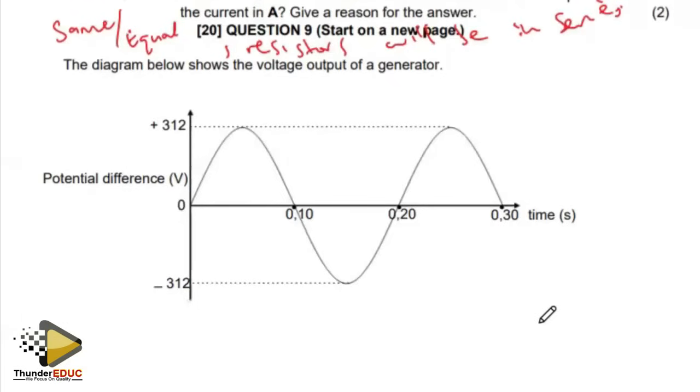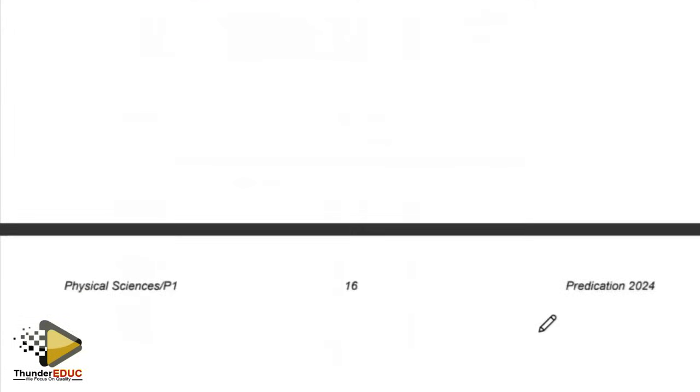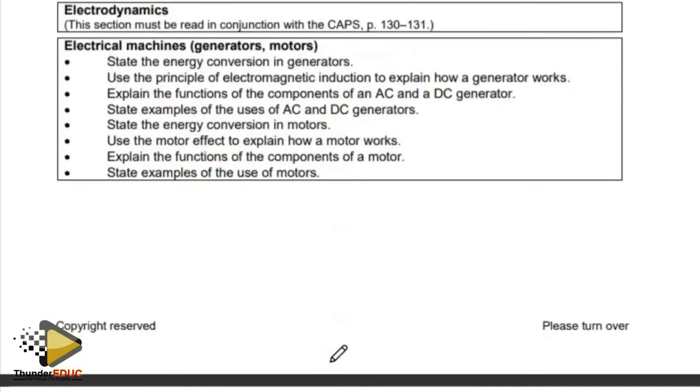Question number 9, that is electromagnetism. Let's go back here. It said electrodynamics. We need to look at electrical machines, that's the generators and the motors. We need to be able to state the energy conversion in the generators. What does a generator do? What does it convert? It converts mechanical to electrical. What do motors do? Motors convert electrical to mechanical. Use the principle of electromagnetic induction to explain how generators work, using Fleming's left and right-hand rules and so on.